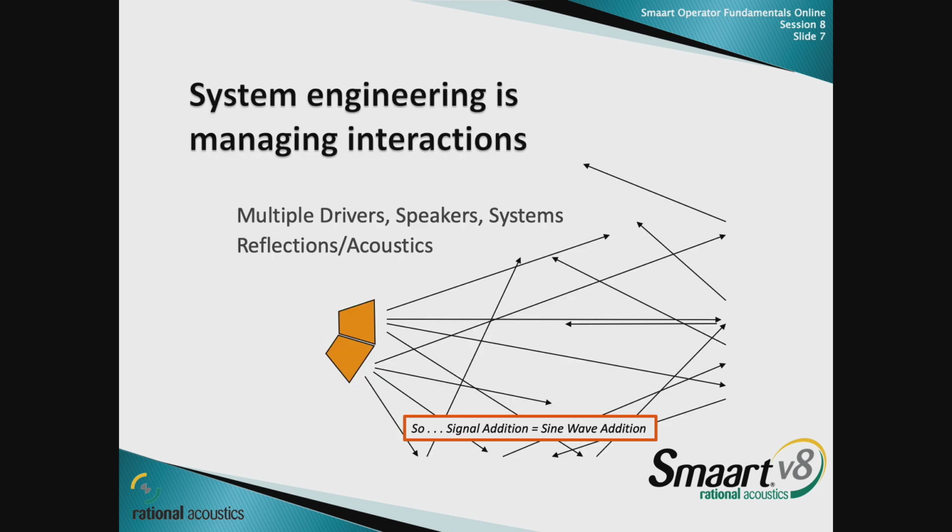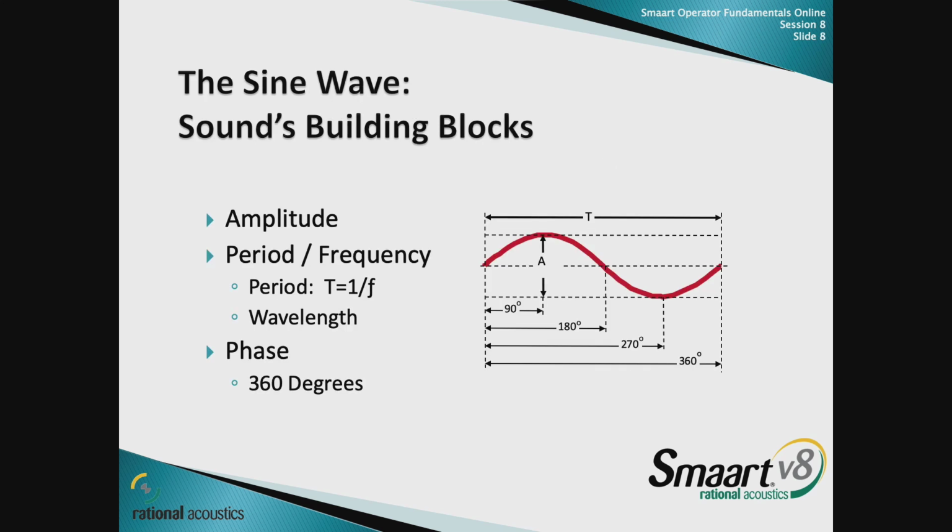So in system engineering, what a lot of us are involved in, we're basically adding a signal back to itself. So we have the high driver and the low driver trying to combine to form one speaker. I've got two speakers in an array trying to combine to be one speaker. I've got direct energy, reflected energy. It's just adding a signal back to itself over and over again. The cool thing about this is it simplifies quite nicely: signal addition is basically sine wave addition. So what we want to pay attention to is just our basic building block, our friend, the sine wave.